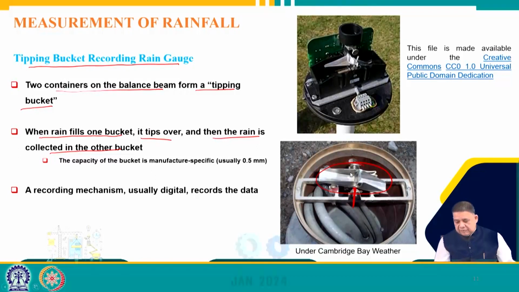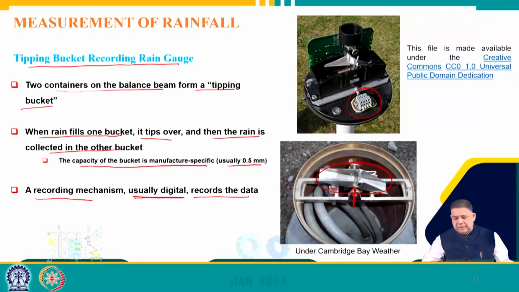When this fills, it tips, and the next one comes. The capacity of this bucket is manufacturer specific, that is, instrument specific, but usually it is 0.5 mm. So, when 0.5 mm of rainfall occurs in one of the buckets, it tips, and then the next one comes into the picture. A recording mechanism, which is usually digital, records the data. As you can see here, a typical ticker records the number of tips of these buckets, and from there we can find out the magnitude of rainfall.